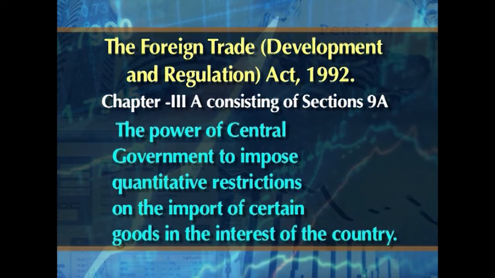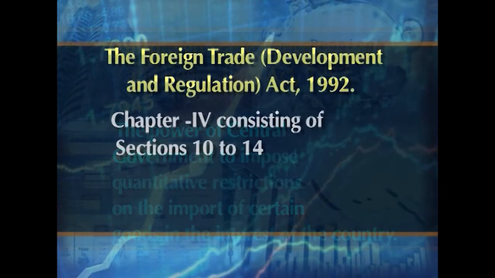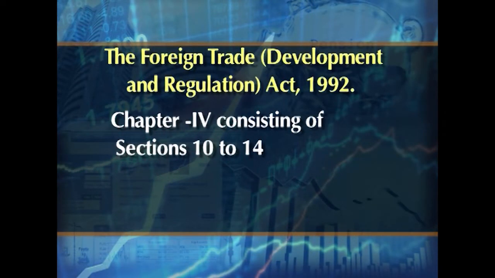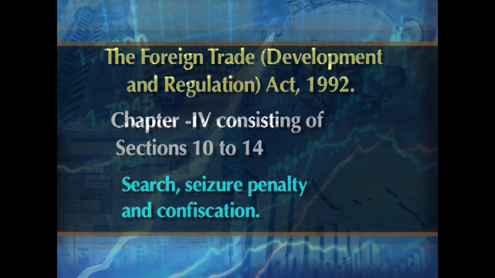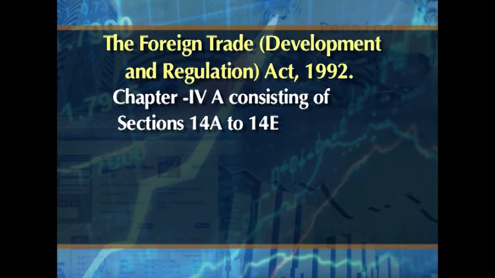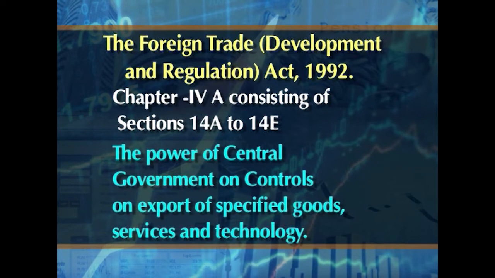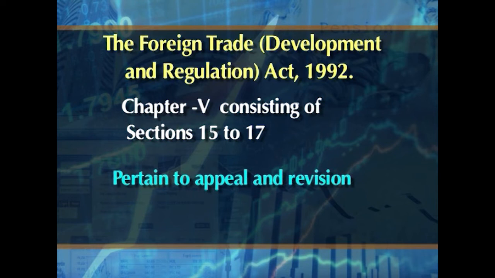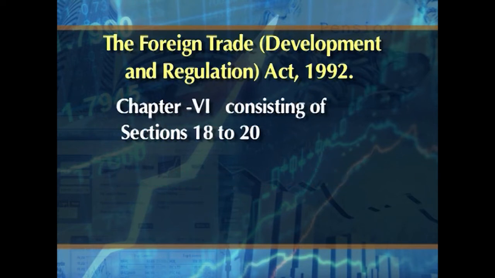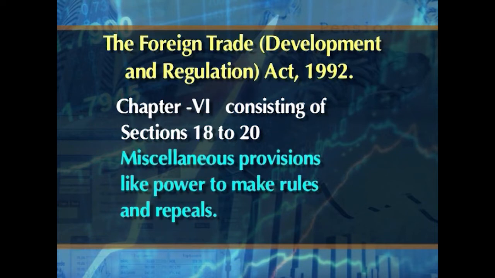Chapter 3A contains section 9A dealing with the power of central government to impose quantitative restrictions on the import of certain goods in the interest of the country. Chapter 4, consisting of sections 10 to 14, deals with search, seizure, penalty, and confiscation. Chapter 4A contains sections 14A to 14E on the power of central government and controls on export of specific goods, services, and technology. Sections 15 to 17 under chapter 5 pertain to appeal and revision. Sections 18 to 20 under chapter 6 deal with miscellaneous provisions like power to make rules and repeals.